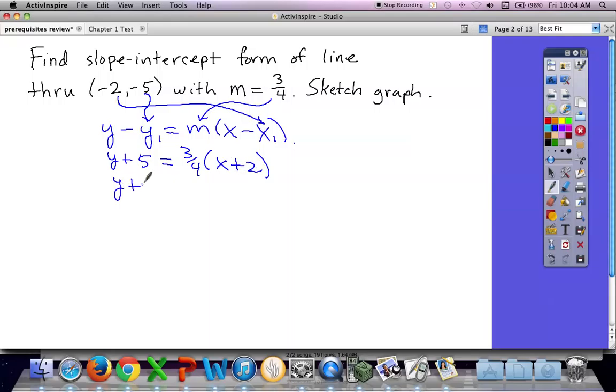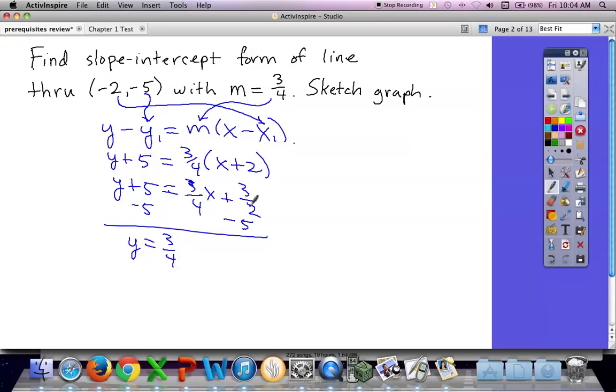Okay, y plus 5 equals 3/4 x plus 3/2. And then last step, subtract 5. So y equals 3/4 x.